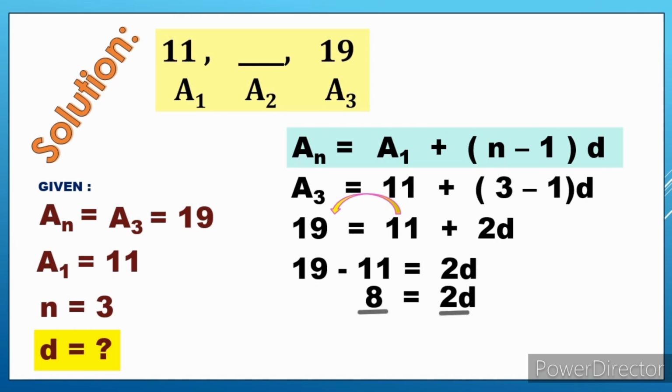Then, we're going to divide both sides by 2. So we can now have 2D divided by 2 is D, and 8 divided by 2 is 4. So we have D is equal to 4, which is the common difference of the sequence. So if we're going to check if it is correct, 11 plus 4 equals 15, plus 4 equals 19. So the common difference is correct.